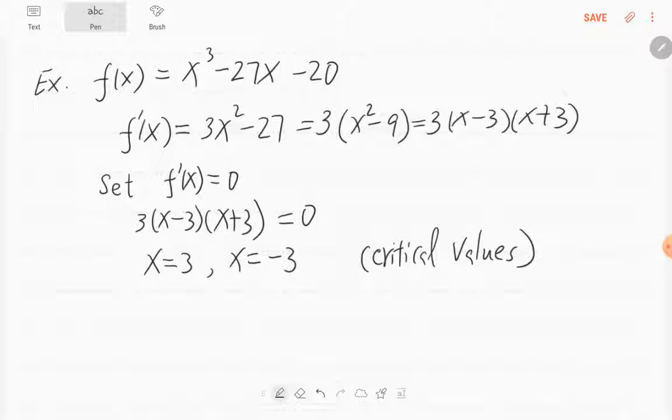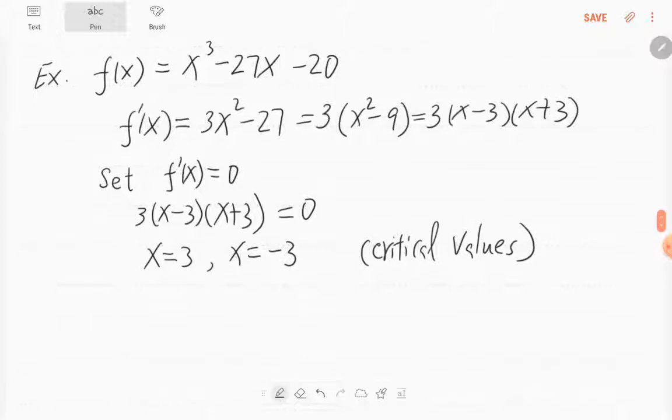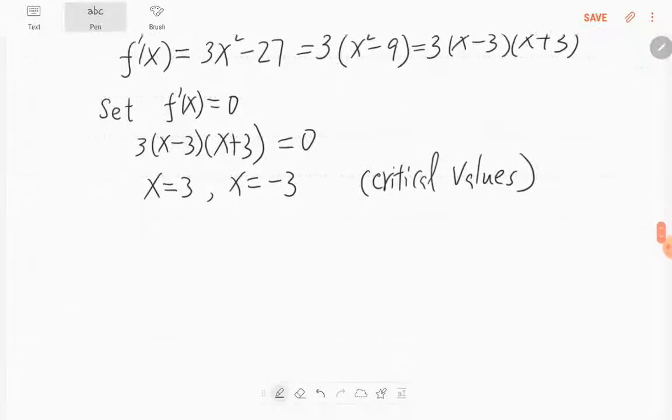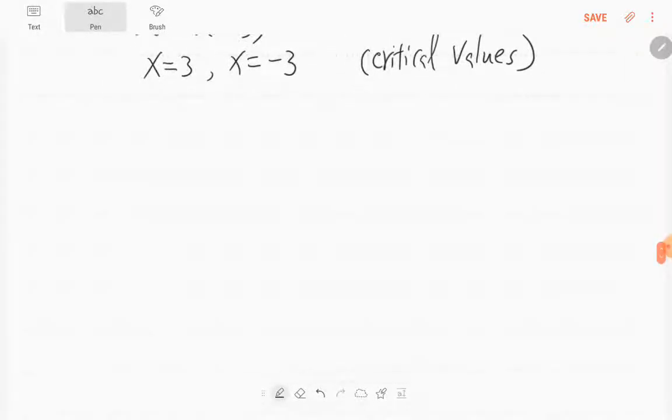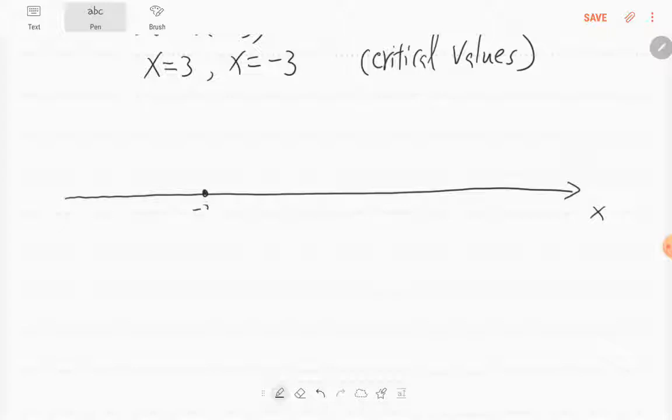So this is the first step. We need to find the critical values. So the next one, we can locate these two critical values on our number line. This is the number line, this is the domain for this function. This is the x, right? We locate it. This is the point, negative 3. This is another point, 3.